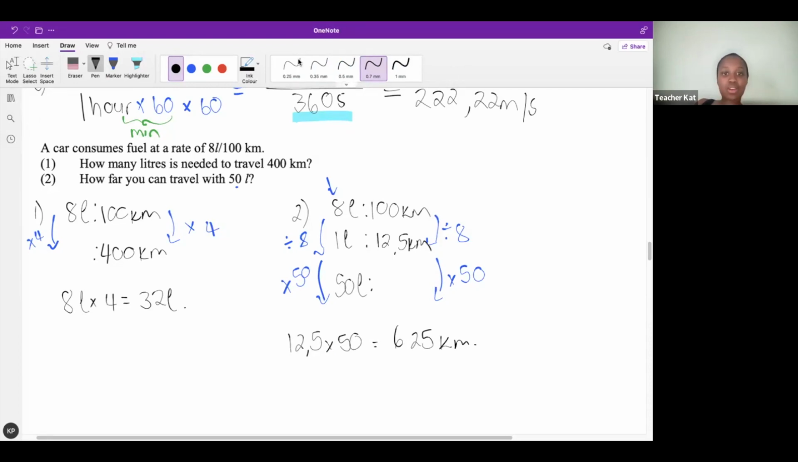Okay, I hope you guys are learning how to change and switch these rates to find what you need to do. Okay, so you use your rate to get to where you need to be. No question is always the same. You must just think about it carefully.